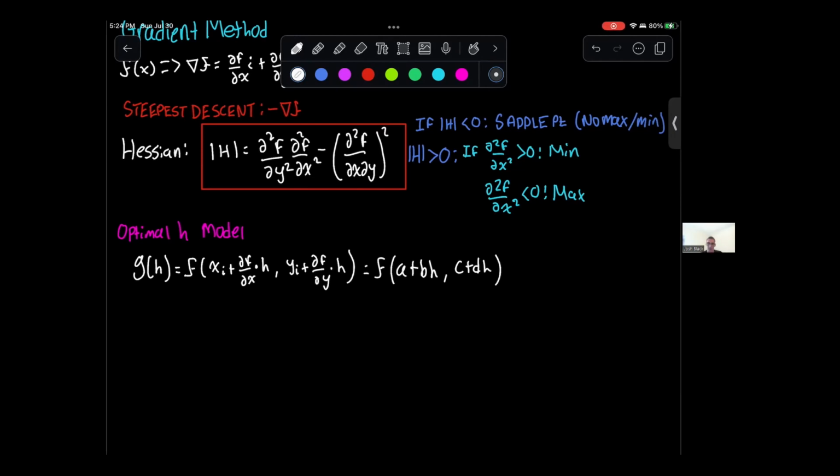From here, you're going to solve your function, and then you want to know what the optimal h is, or h star. To find h star, you're going to take the derivative of g. You're then going to get g prime as a function of h star. All you have to do is solve for h star. There you go. You got your optimal step size. From here, you use that step size to find your i plus ones.